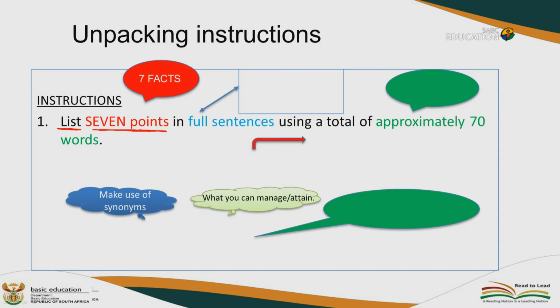Look at it. 7 points, 7 facts. Full sentences. You must use full sentences. What do we mean by that? Each sentence has to have a verb. Start with a verb. What is a verb, learners? I'm hearing an answer somewhere.